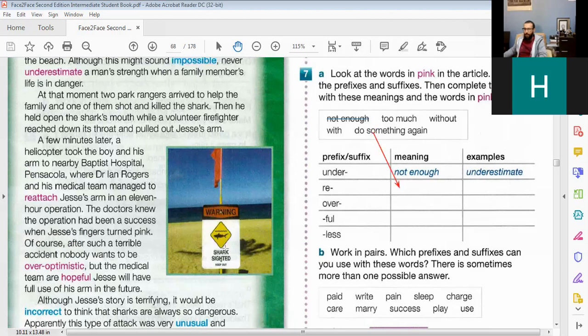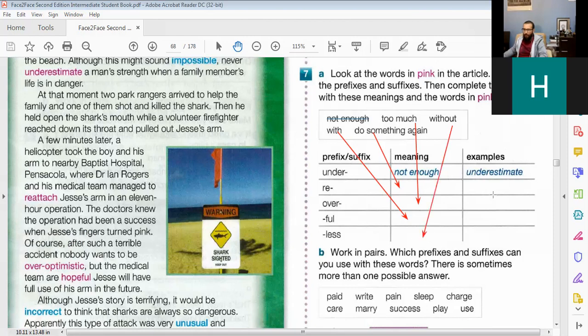What about over, like over-optimistic? Too much. That's it. So over-optimistic is too much. What about, it's in the second box. Full, like hopeful? With. Correct, with hope. Beautiful, with beauty, right? Colorful, with color and so on. And less means without. So if you say harmless, useless, harmless is without harm, useless is without use, and so on.